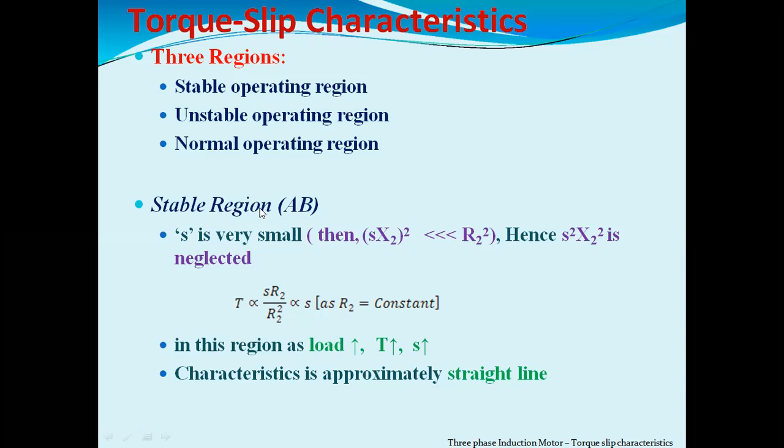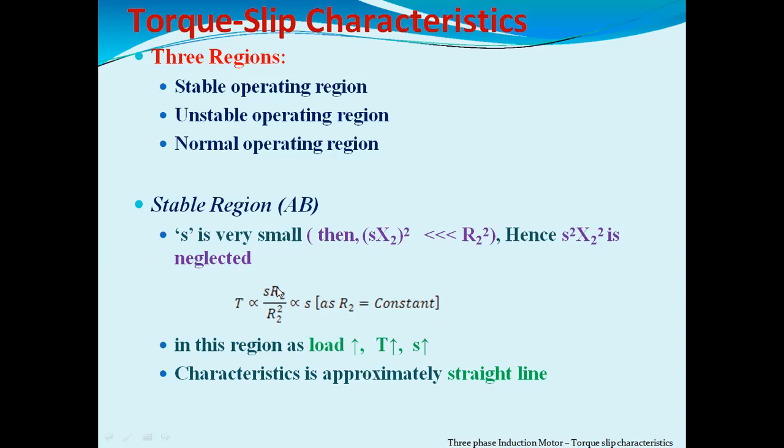Firstly, we will look at the region AB, which is from O to A, where the value of S is equal to 0. S is very small, so we can neglect the value of S x2 square, because S is very small, close to 0, or very less. So we can neglect that value. Our torque equation will become torque equal to S R2 upon R2 square. Here we take R2 as a constant. So directly we can say torque is directly proportional to S.